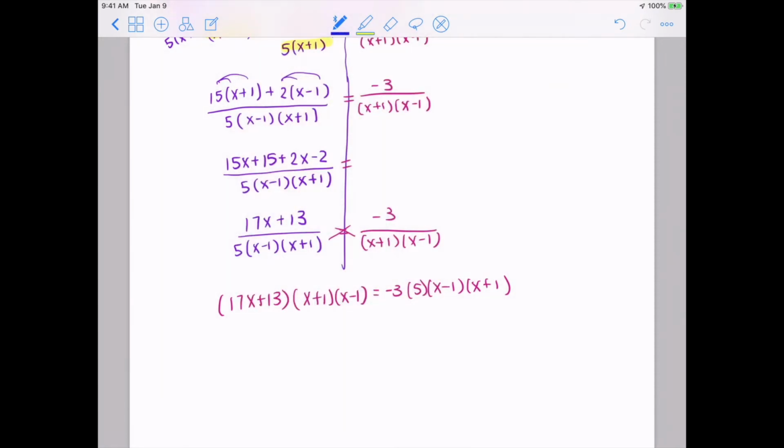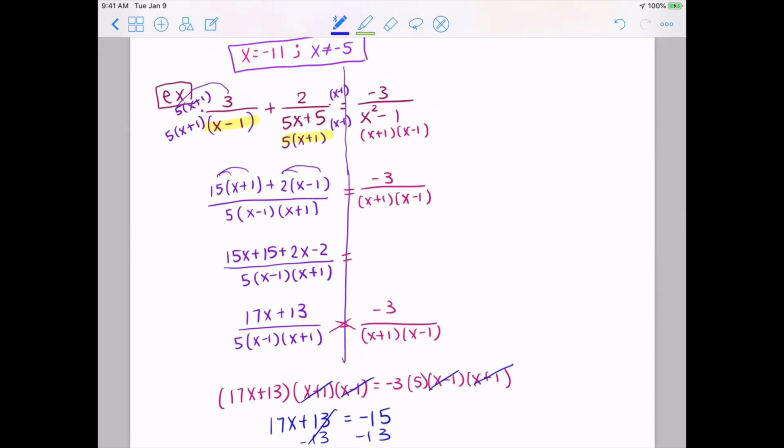What can we cancel out from here? We can cancel out the x plus 1, can cancel out the x minus 1 on both sides. Okay, because when we divide, they can be eliminated. So really we're left with 17x plus 13 equals negative 15. And then when we subtract 13 on both sides, 17x equals negative 28. x would be negative 28 over 17. Okay, it's a pretty long question.